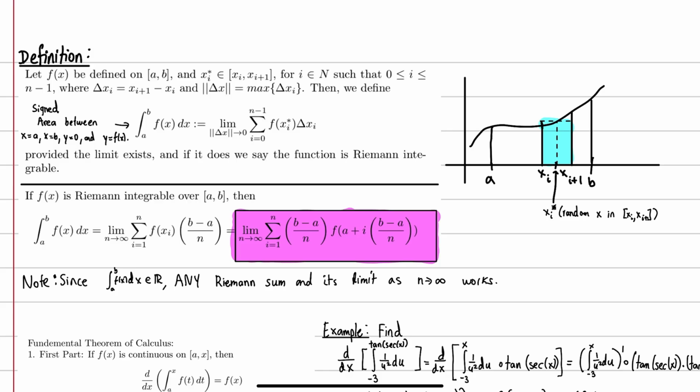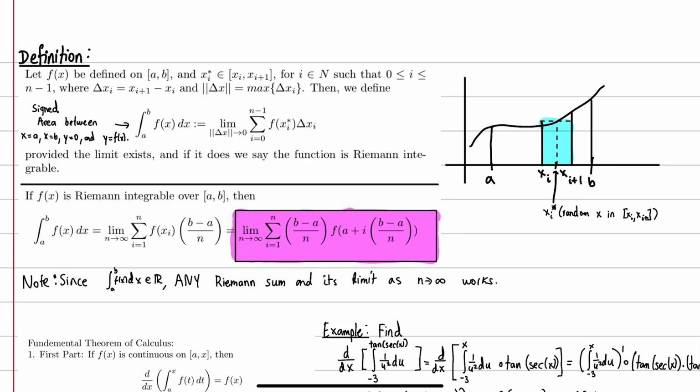Now, if we do have that the limit exists, it is a Riemann integrable function. If f is a Riemann integrable function, then the integral can also just be expressed as this. This is a much simpler version that you should know. In fact, I expanded it out here that you should absolutely know.